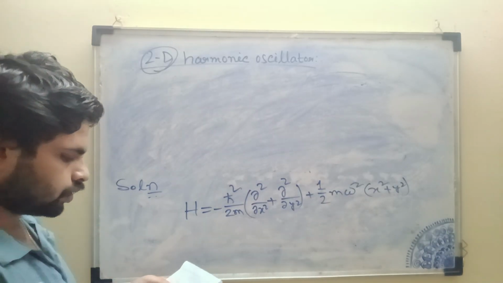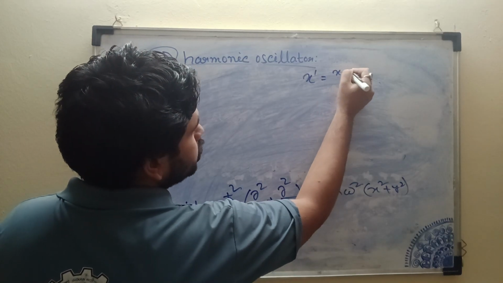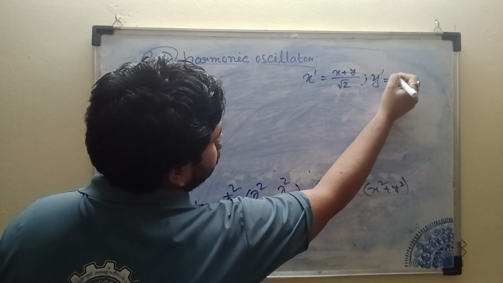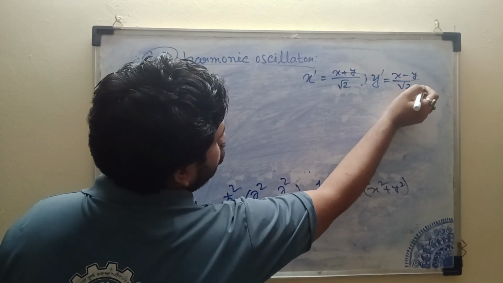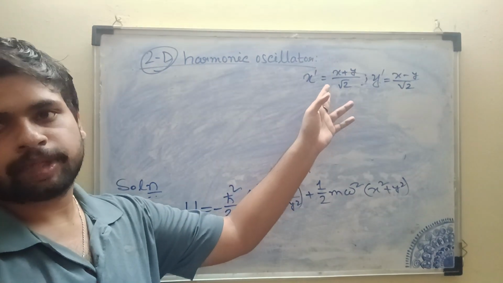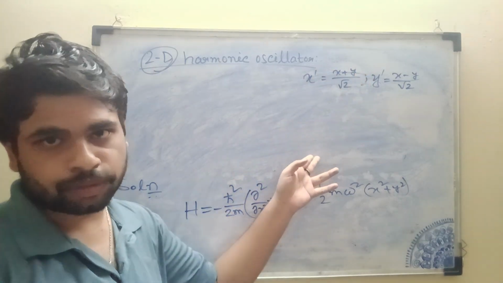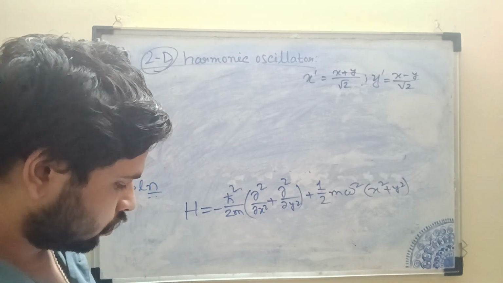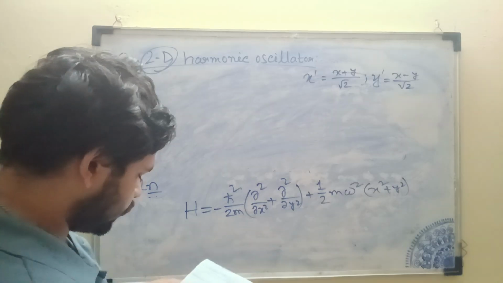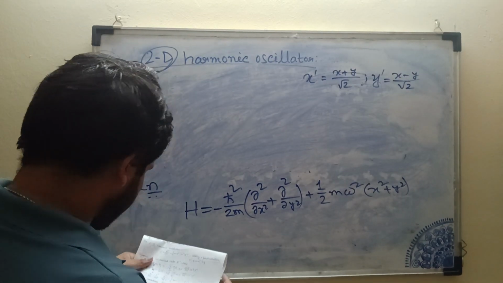If we introduce the rotating coordinate system x prime as (x plus y) by root 2 and y prime as (x minus y) by root 2, mainly we are rotating the frames x and y by 45 degrees. These are the cos 45 degree and sin 45 degree, whose values are 1 by root 2. After applying the perturbation and the rotating coordinates, we will finally get the perturbed Hamiltonian as this.